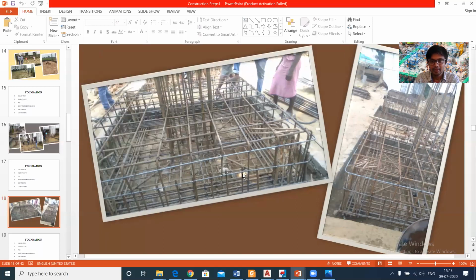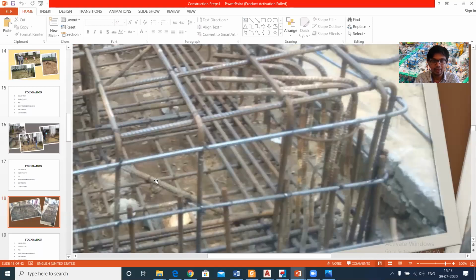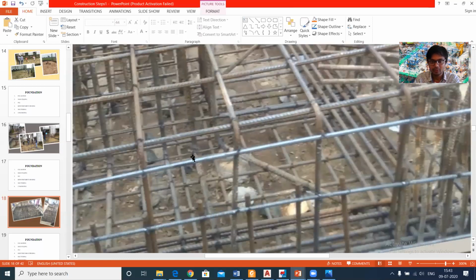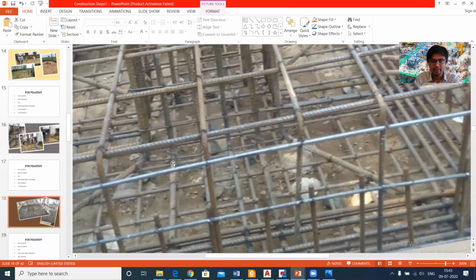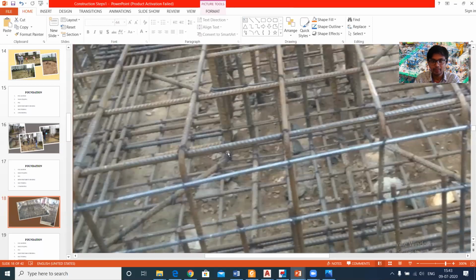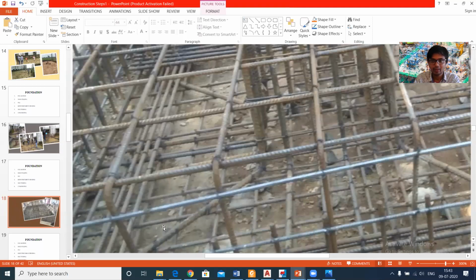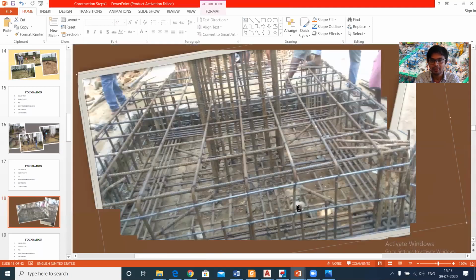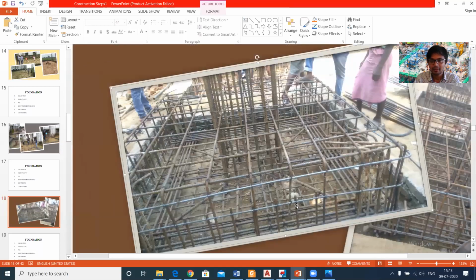And as you can see, if you can zoom this, can you tell me what this is called? This particular bar which is coming out from the column: one, two, and this three, four. This particular 1, 2, 3, and 4. So what are these called? Can you tell me? Sir, bent up bar. No, these are not bent up bars. These are called starter bars.